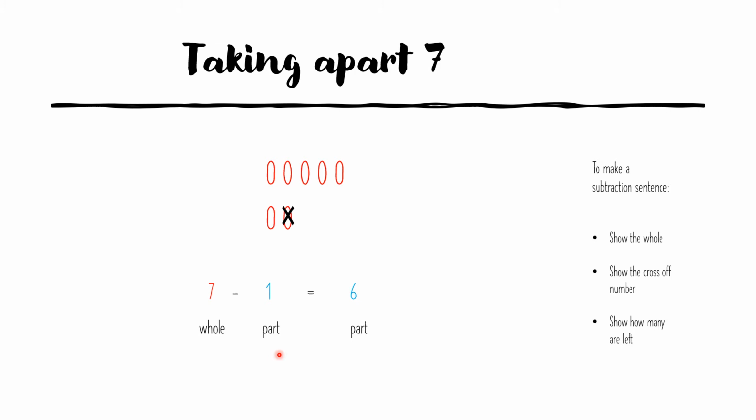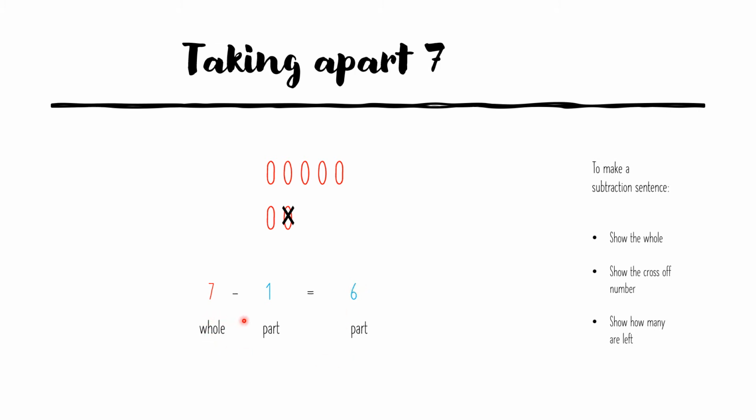7 take away, our takeaway number was the number 1. We took 1 circle away. 7 take away 1 equals, how many did we have left? Let's count again. 1, 2, 3, 4, 5, 6 equals 6.